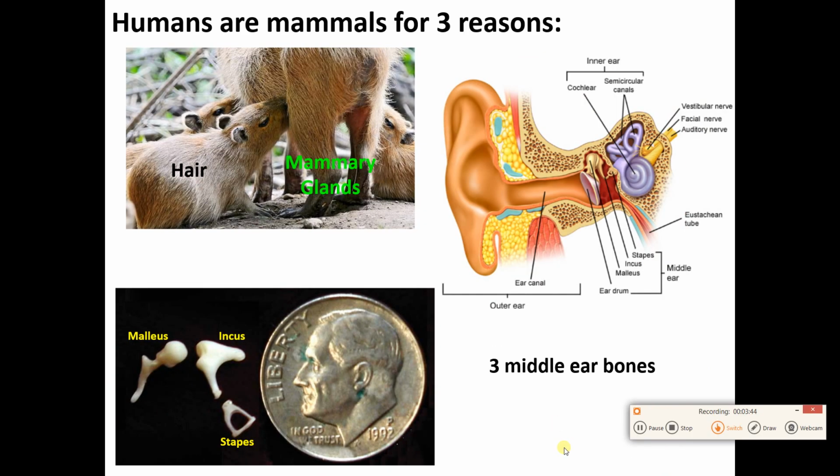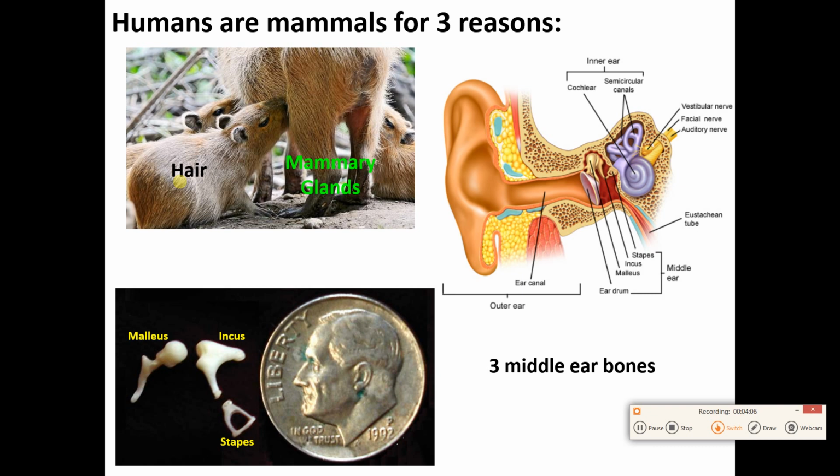All right. What other groups do we belong to? Well, we are mammals. And there are three reasons we're mammals, okay? We have hair. All mammals have hair. Hair provides protection from the sun. Hair provides insulation, sensation. We'll talk a little bit more about hair when we get down to the integumentary system in a while.